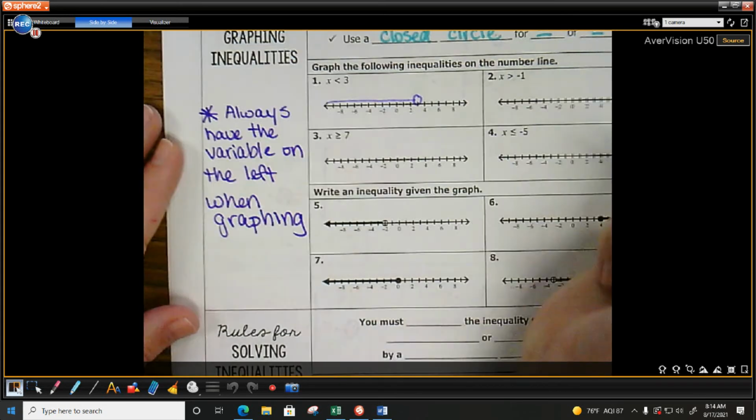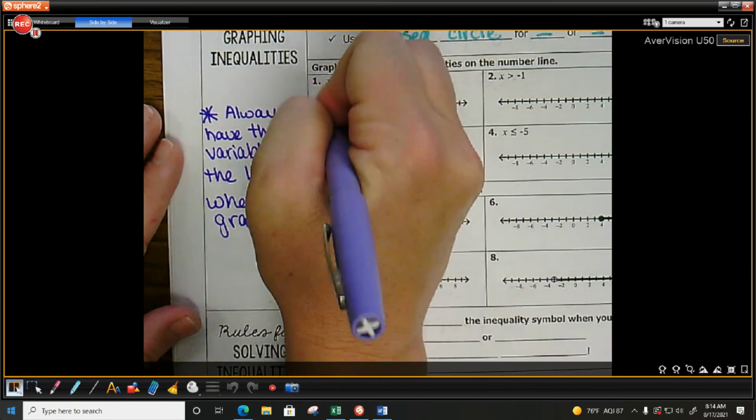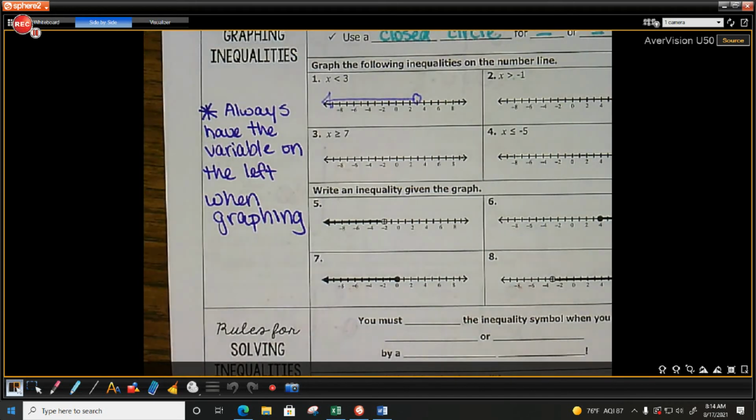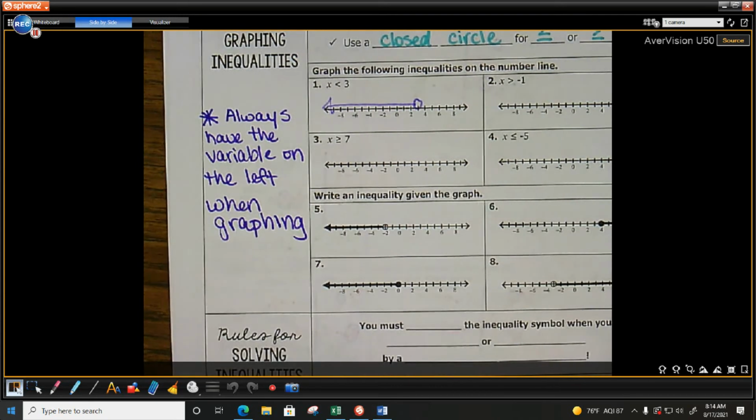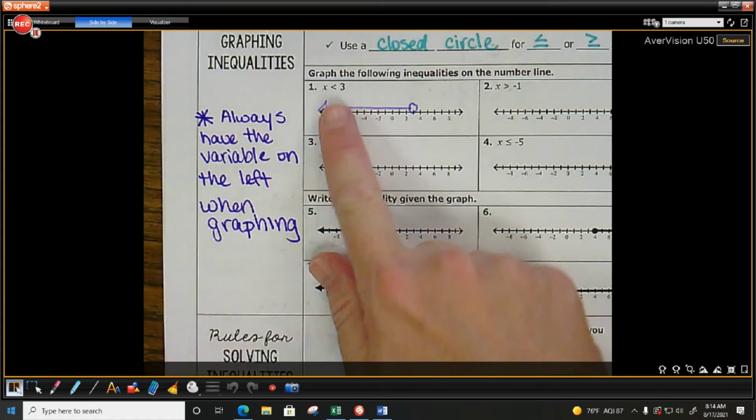The difference between your inequalities and your equations: equations, we get one solution. Inequalities, there's an infinite number of solutions. This says x is less than 3. Tell me a number less than 3. 2. Tell me another number. Negative 100,000. Tell me another number. 0. -8. All of these numbers are less than 3. So that's why we shade on our number line to represent all possible solutions.